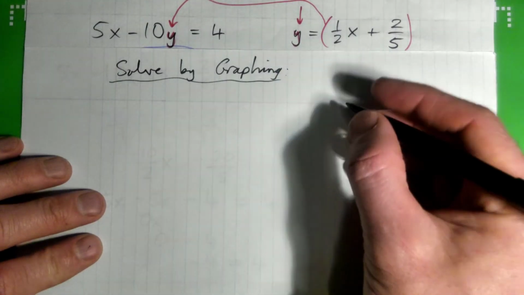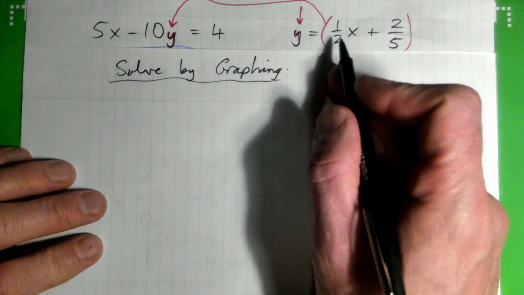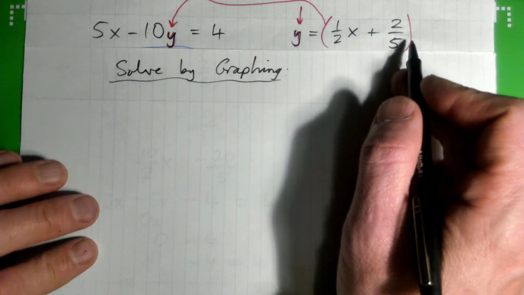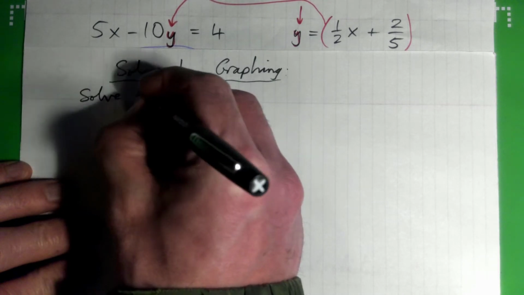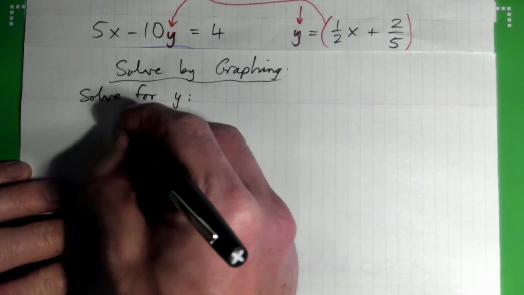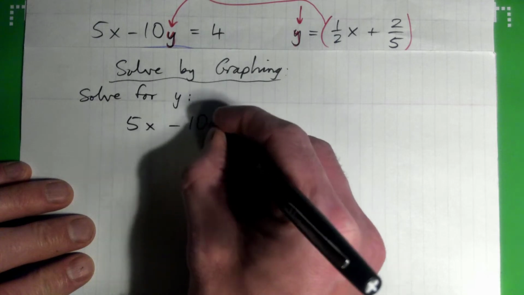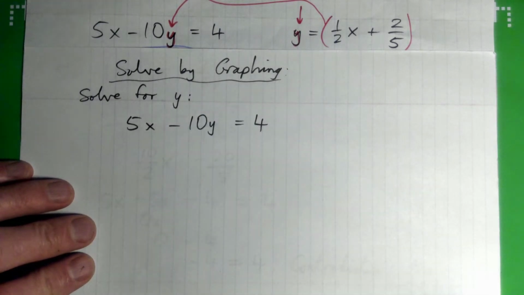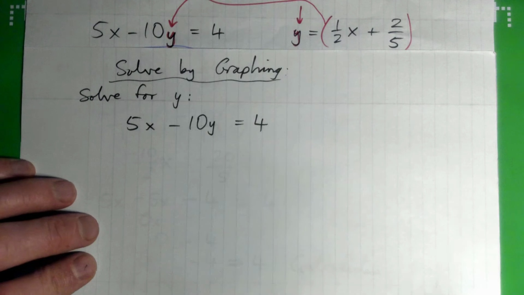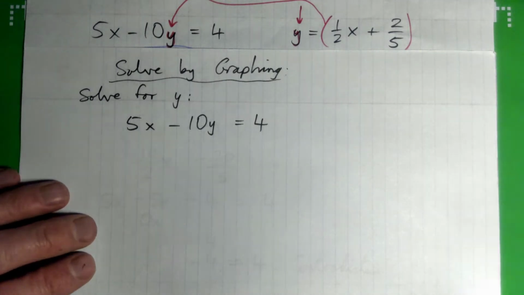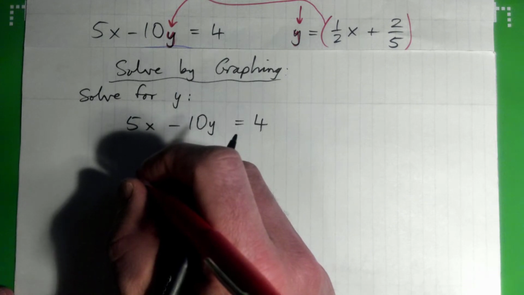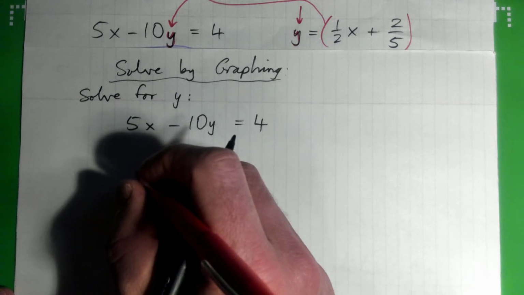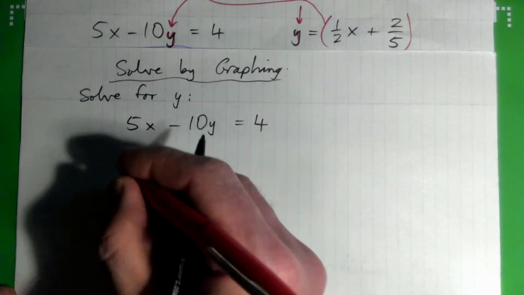So one equation is already y equals a half x plus 2/5, right? This is the other equation. So I want you to solve for y with this equation. 5x minus 10y equals 4. If we were to solve for y, what would we do? Write it down and take the first step. What would you do? Write it down. Solve for y, subtract 5x. Good.